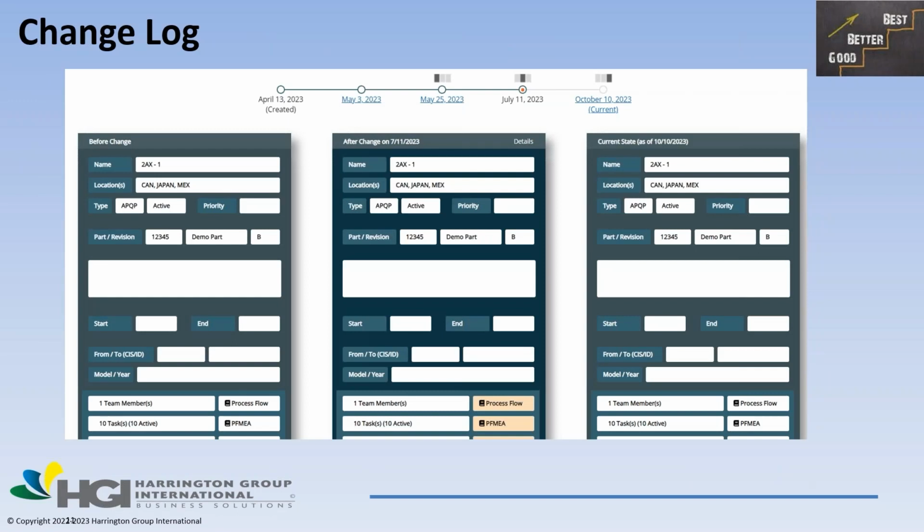The other thing that's important for both the suppliers and the SQEs is just a change log. What did we change? Who changed it? How did it evolve over time? How do we put it all together?